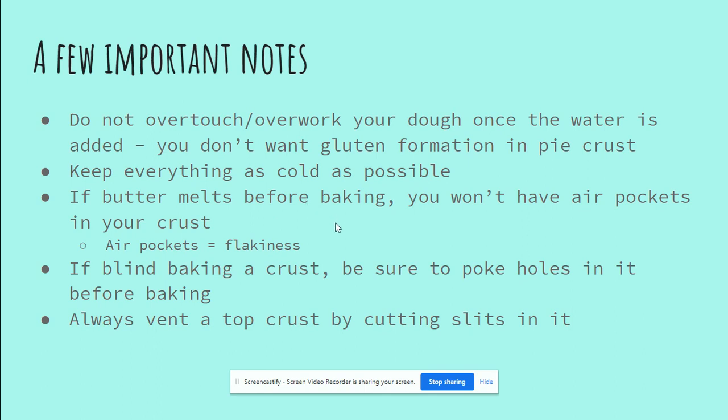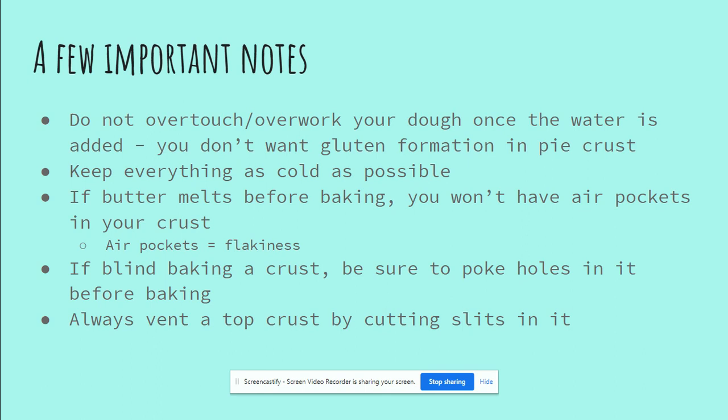You want to make sure you keep your dough, your butter, your water, everything that you're using as cold as possible to keep that fat from melting before you bake it. If it melts before you bake it, then you're not going to have those air pockets, which are what give you flakiness. If you're blind baking a crust, make sure you poke holes in it so it keeps its shape and it doesn't bubble up while it's baking.